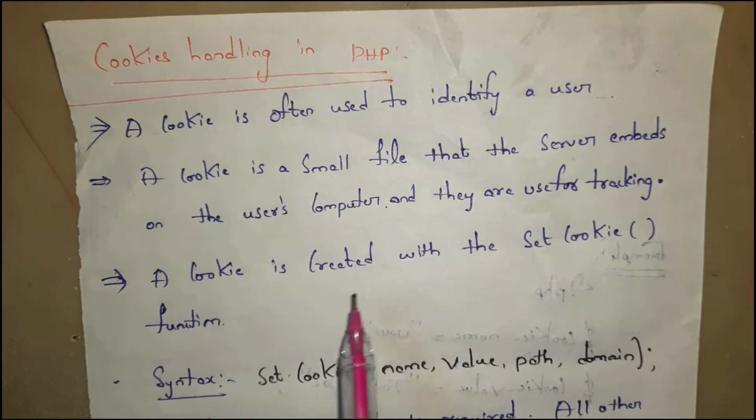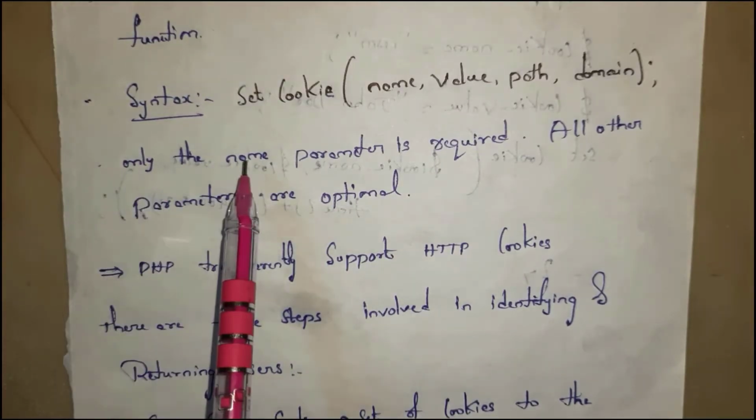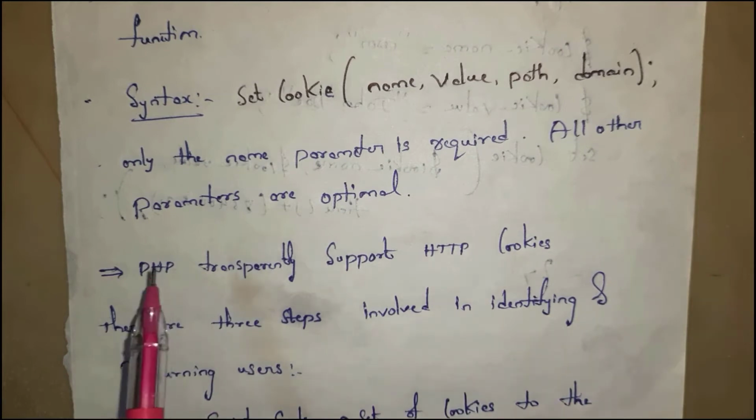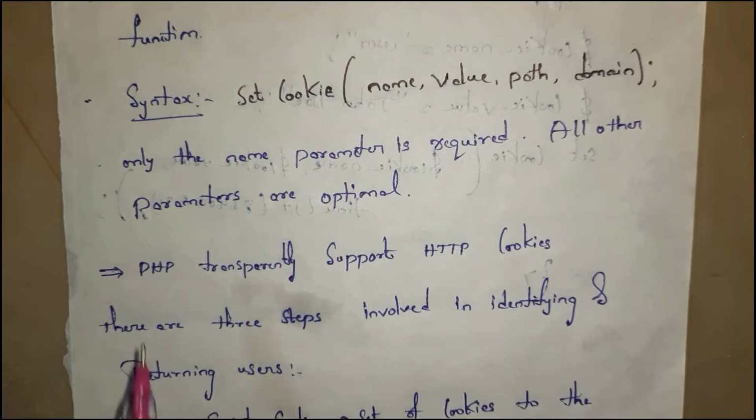A cookie is created with the setcookie function. This setcookie function is used to create cookies. See the syntax: setcookie name, value, path and domain. Only the name parameter is required; the remaining value, path and domain are optional. PHP transparently supports HTTP cookies.